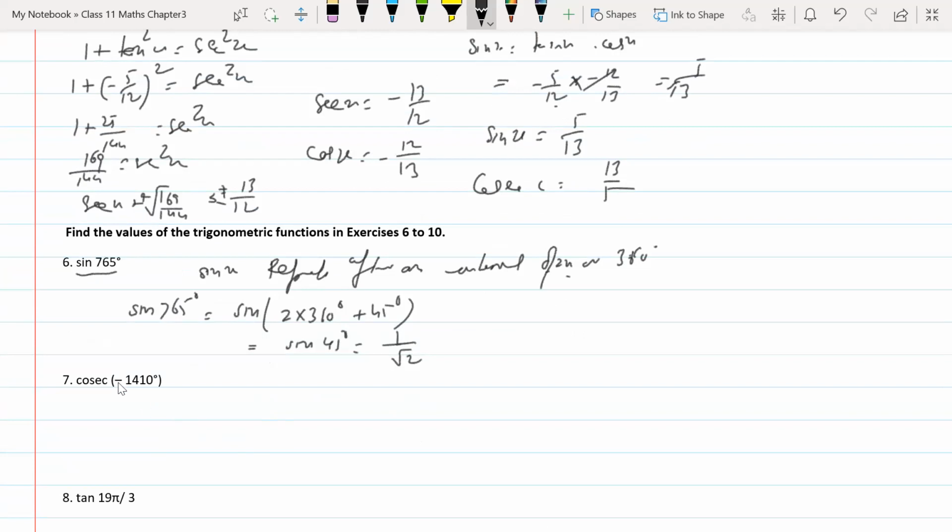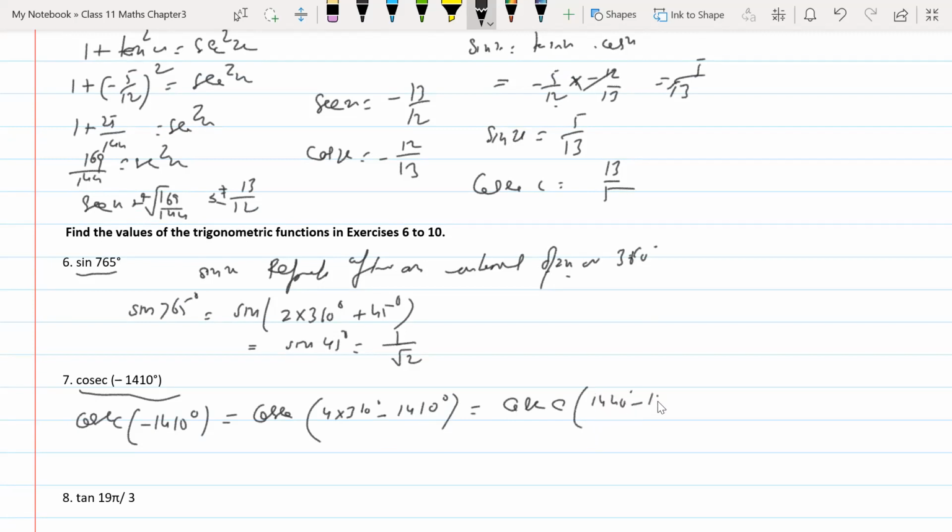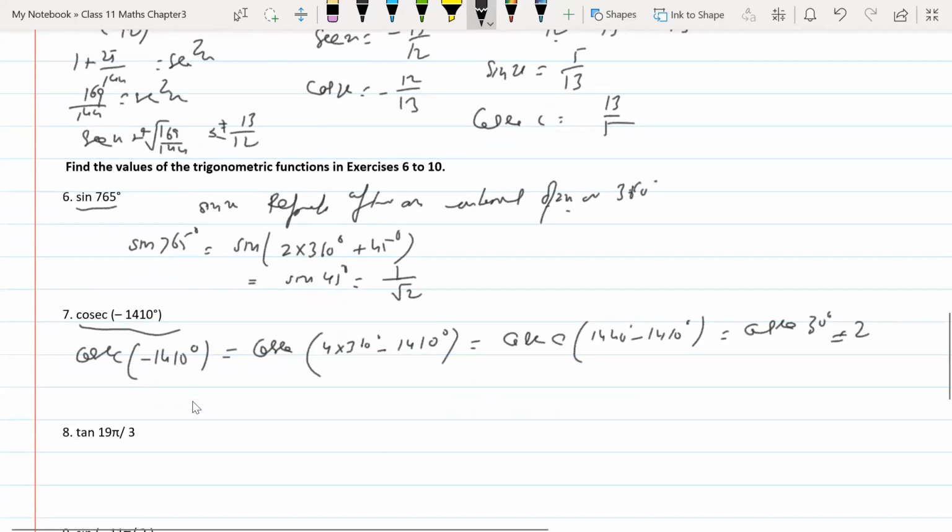Next is cosecant minus 1410 degree. As we know that sin x repeats after an interval of 2 pi, therefore cosecant minus 1410 degree is equal to cosecant of 4 into 360 degree minus 1410 degree, which is 1440 minus 1410, and that is cosecant 30 degree. The value of cosecant 30 degree is 2.